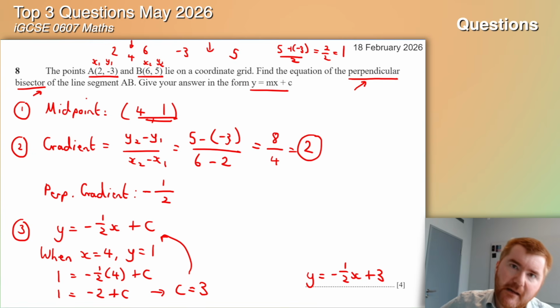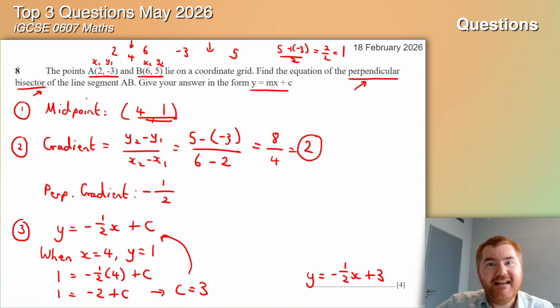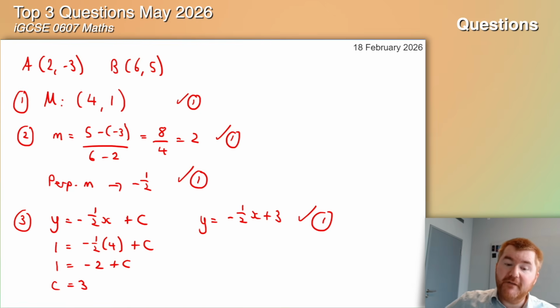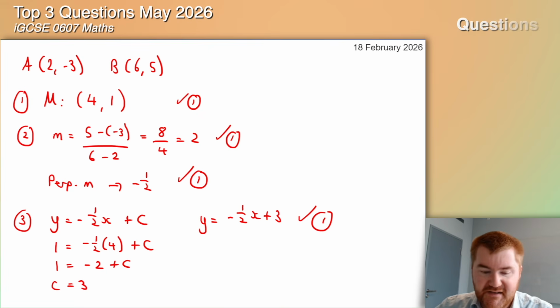Usually 4 marks, sometimes 3 marks if the numbers are very nice. You really need to make sure you can do this for paper 2 non-calculator specifically, sometimes paper 4. So you can see the mark scheme. You get 1 for the midpoint, you get 1 for the gradient, you get 1 for the perpendicular gradient, and then 1 for your final answer.